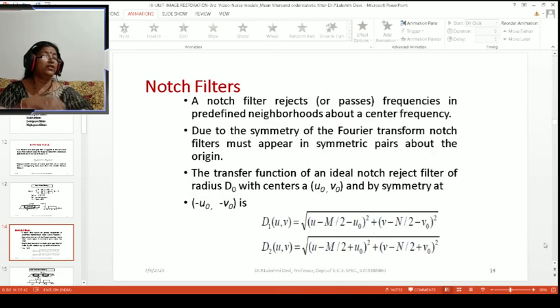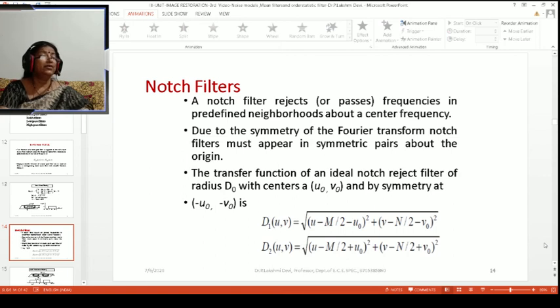Now let us see the next filter, the notch filter. A notch filter rejects, or a notch filter passes. There are two types of notch filters, that is notch pass filters and notch reject filters. The basic difference I would like to identify is between the notch filters and band filters. Band itself gives a particular band of frequencies that we are either allowing or rejecting. But here the notch filters indicate specific frequencies only that we are allowing. In such a case we call it a notch pass filter. If we are rejecting or attenuating only specific frequencies, we call it a notch reject filter. So a notch filter rejects or passes frequencies in predefined neighborhoods about a center frequency.